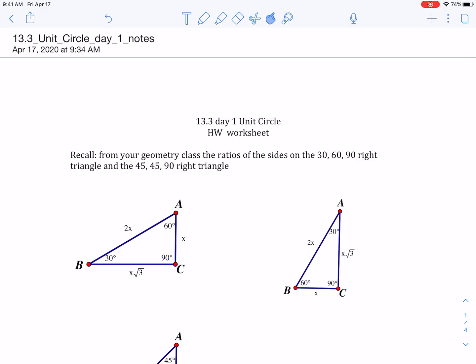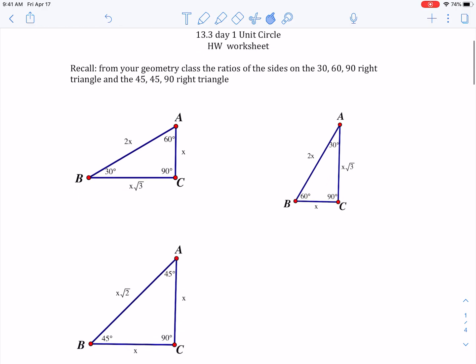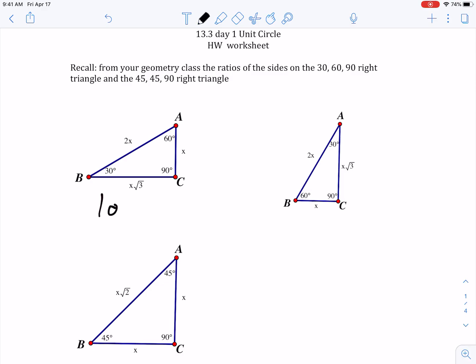Okay, so first thing we're going to look at is recall from our geometry class the ratios of the sides on a 30-60-90 right triangle and a 45-45-90 right triangle. And these should look familiar. On the 30-60-90, we have x as the short side, x root 3 as the long side, and 2x as the hypotenuse. So I'm going to call this one long, this one short, and this is the hypotenuse.